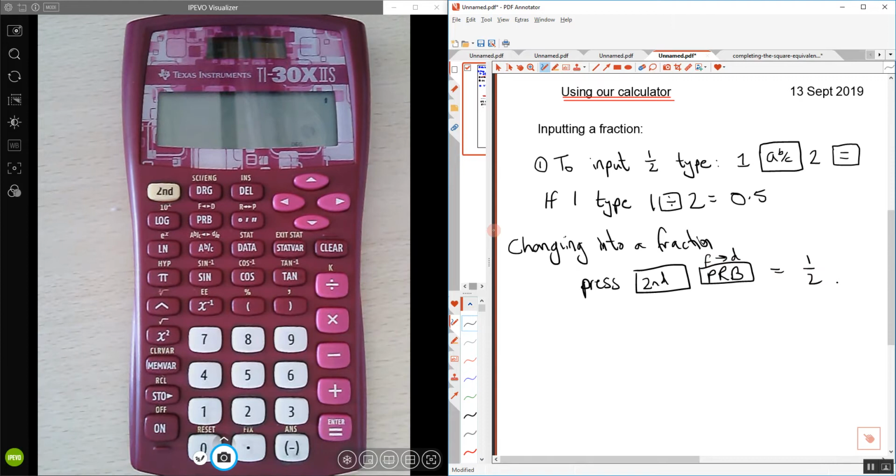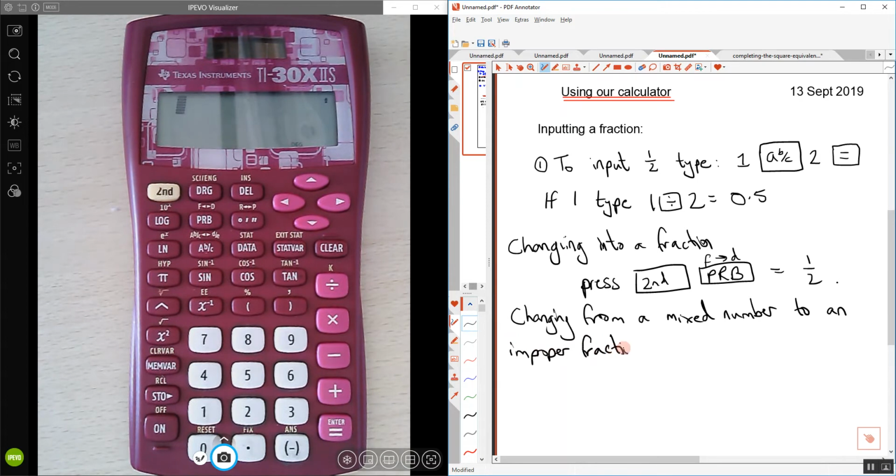What about if I have, let's say, changing from a mixed number to an improper fraction? First off, can you give me an example of a mixed number? Who can give me an example of a mixed number? Kai?